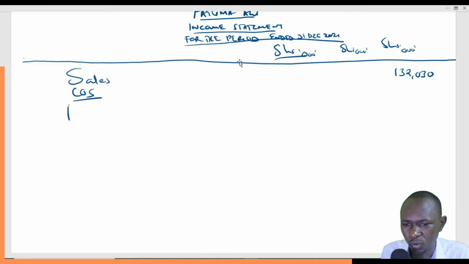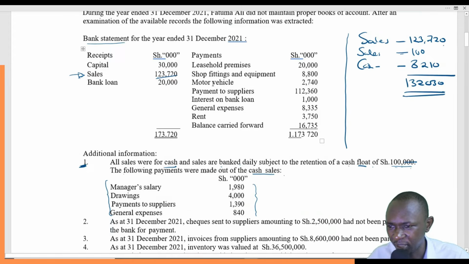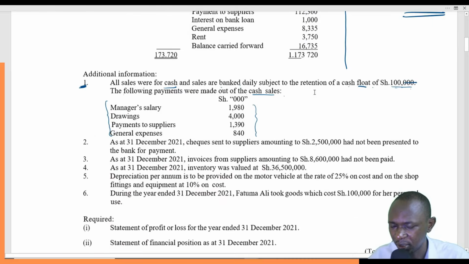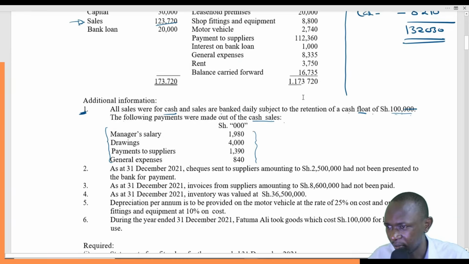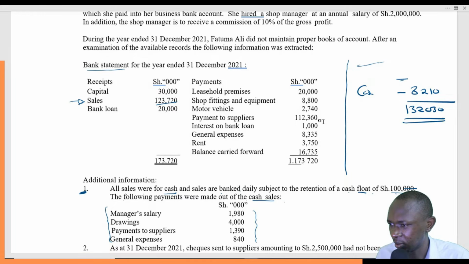So let's go straight to purchases. We have purchases here. Payment to suppliers is 112,360. So this is also quite interesting. Payment to suppliers. So I'll do away with this. In an exam situation, you might want to have the workings.